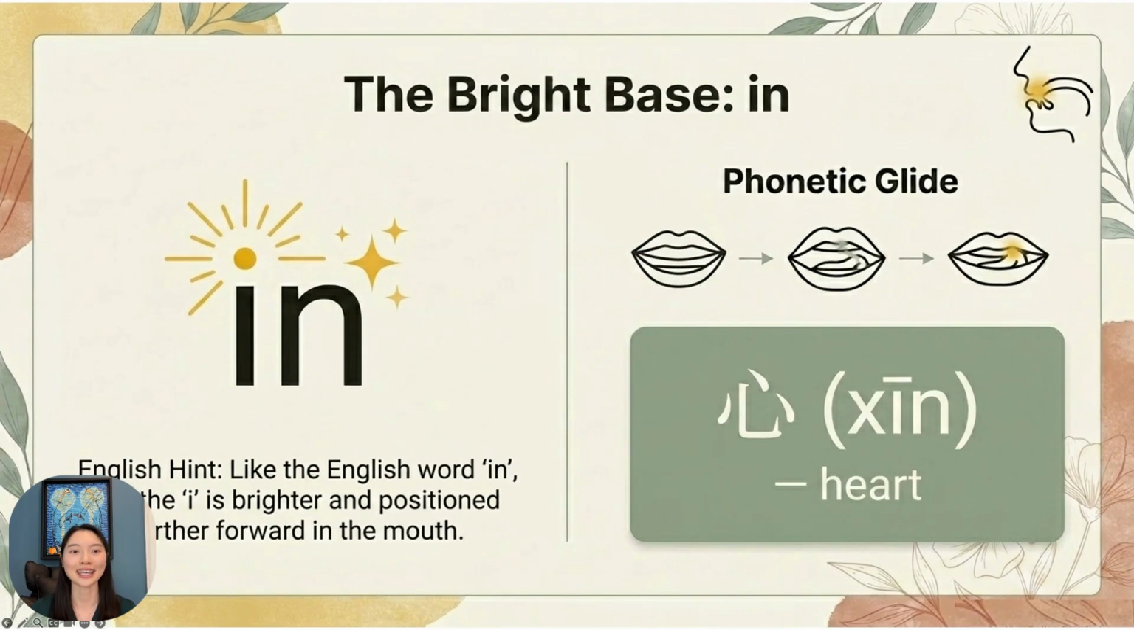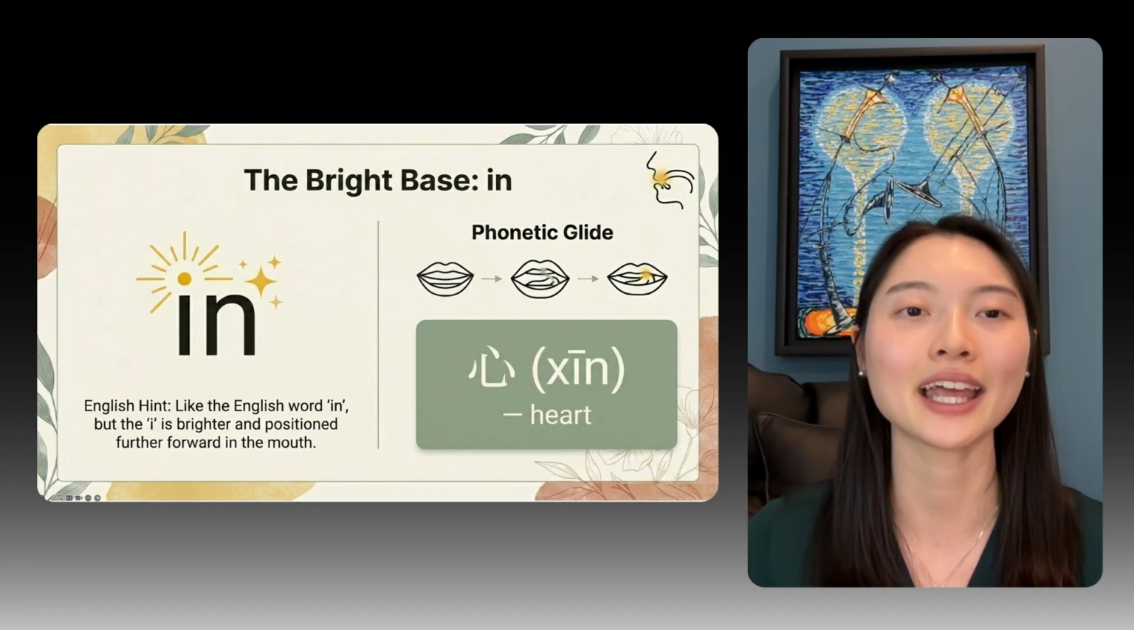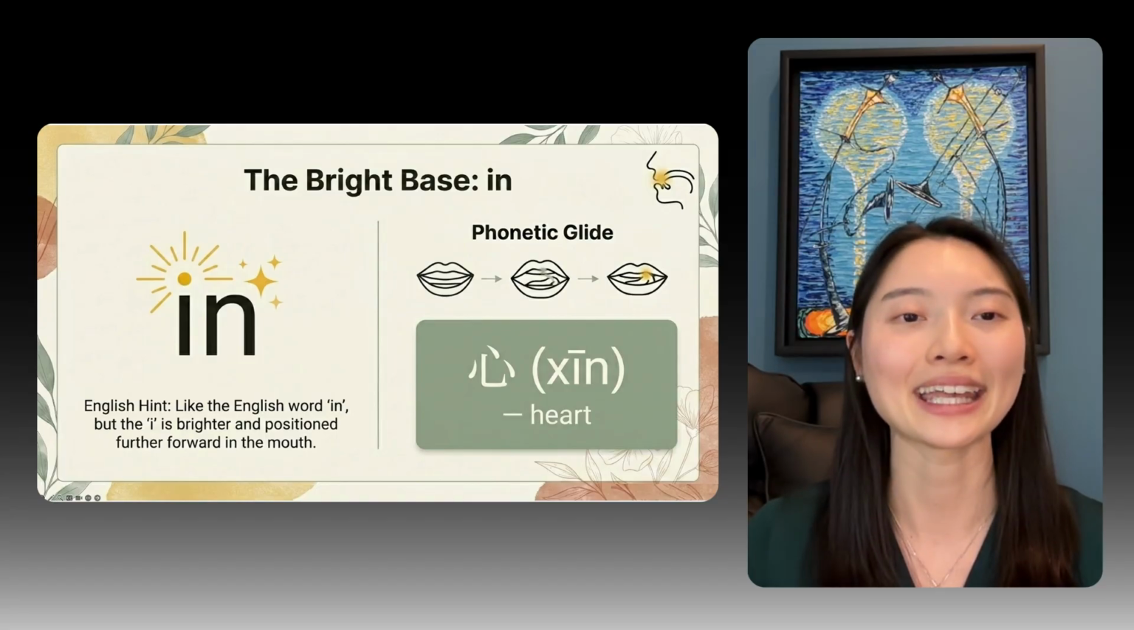This is in. Think of the English word in, but the I here is the Mandarin I. Brighter and more forward. Start with I, lips spread, then tongue tip rises to touch behind your upper front teeth. In. One more time. In.